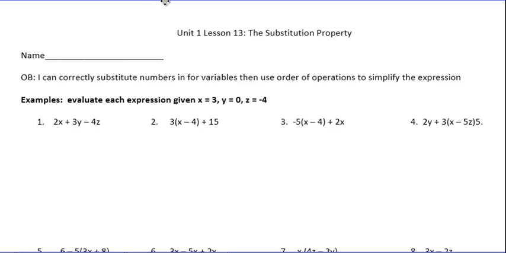Lesson 13 in Unit 1 deals with the substitution property. Our objective for today: when you're done with this video, you should be able to say that yes, I can correctly substitute numbers in for variables, then use order of operations to simplify.